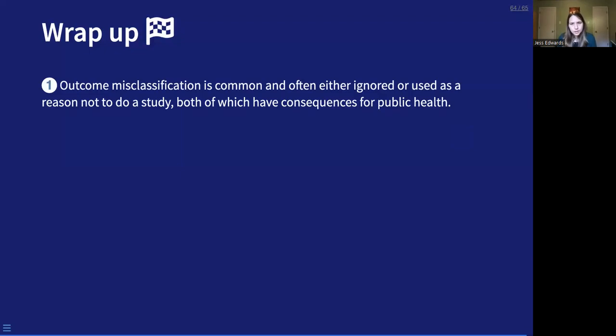Okay, to wrap up, outcome misclassification is common, and we often ignore it. Even worse than ignoring the outcome misclassification is that it's often used as a reason not to do a study, which, I'm not lobbying for doing studies and getting the wrong answer, but when we choose not to do a study, that has consequences for public health. We try to make evidence-based decisions, but in settings with no evidence, we're making a default decision that may not be optimal.